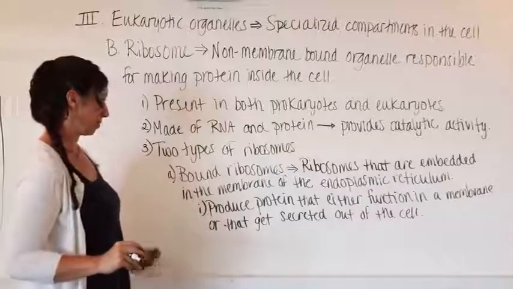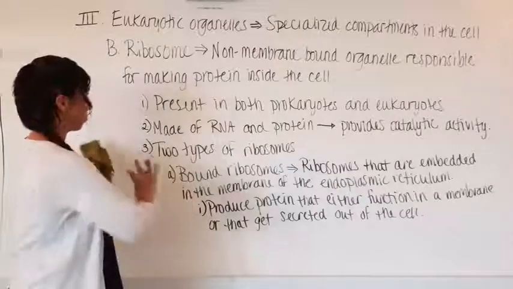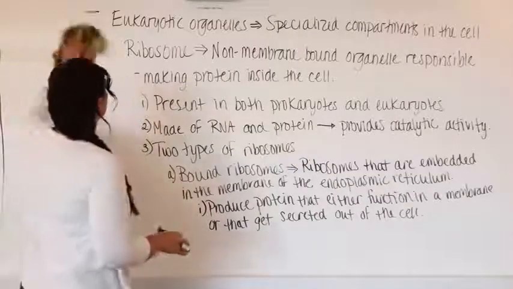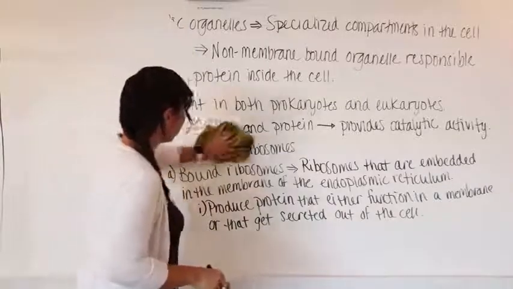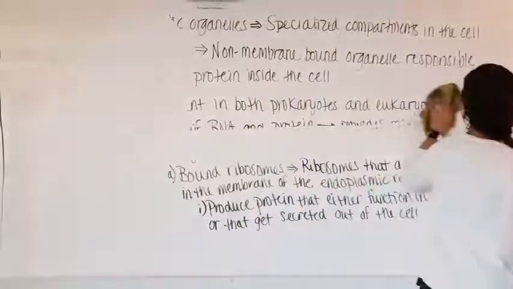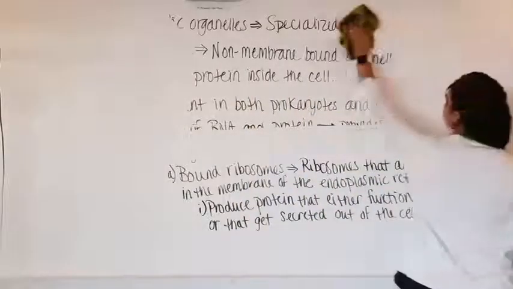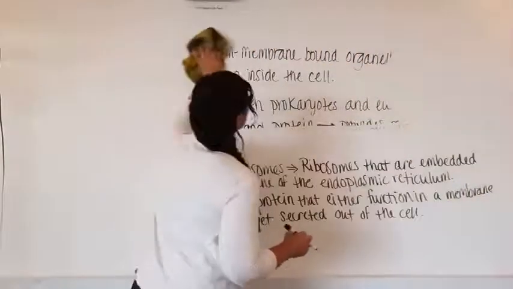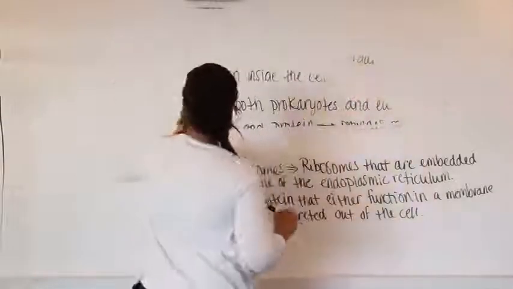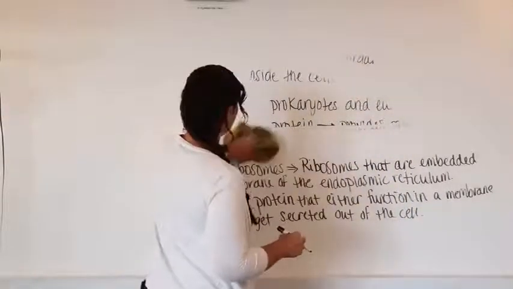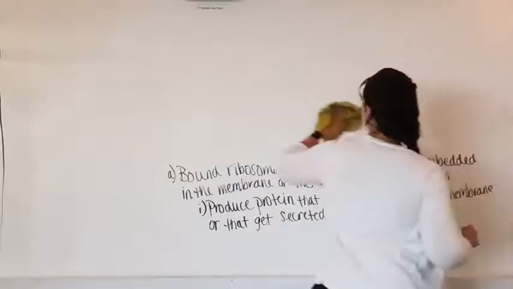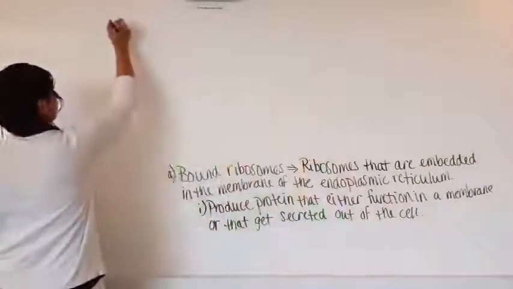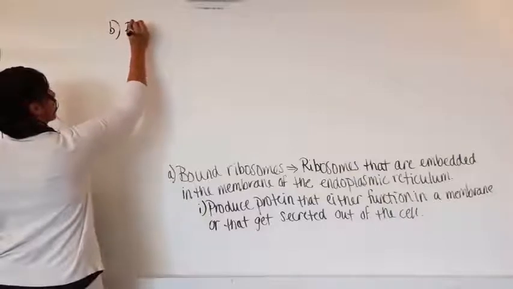All right, so I'm going to erase this stuff up here, and we're going to do the other type of ribosome. So if you got bound ribosomes, the opposite of bound would be free. So in biology, we like to do the opposites all the time. So if one does one, the other one does the other. That's how bio works usually. So, little b would be free ribosomes.